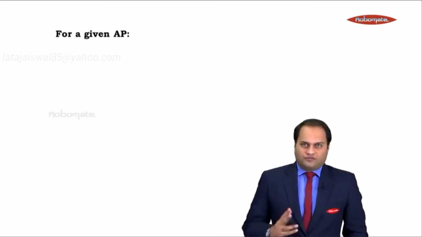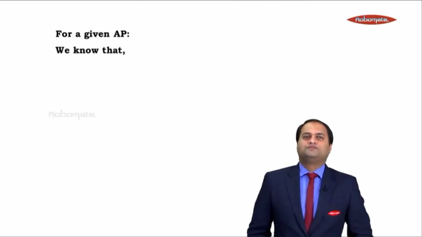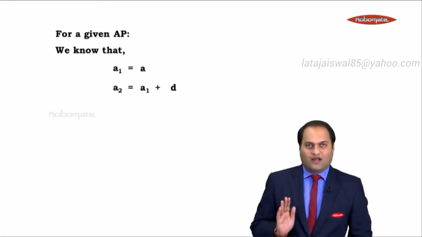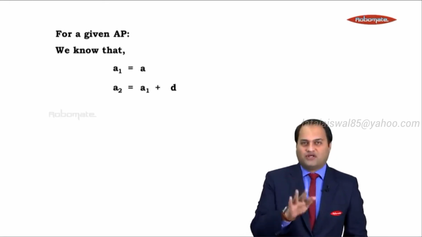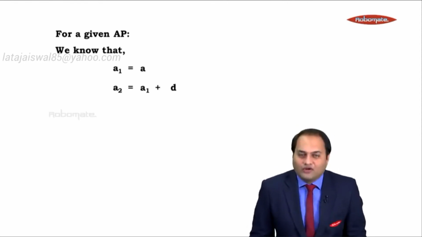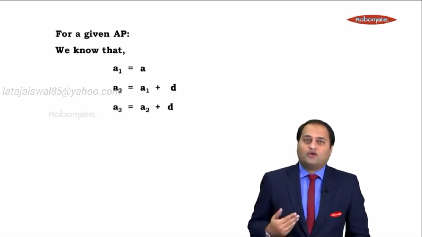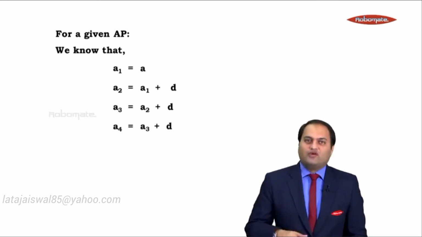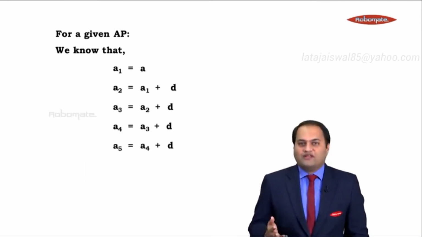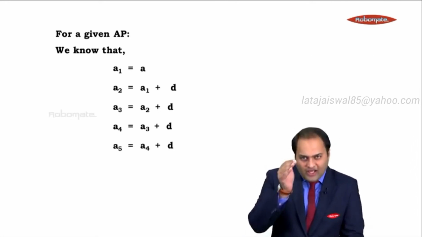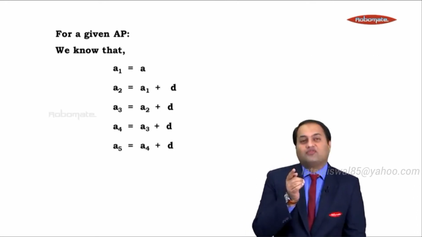Very important. Now, we all know that for a given AP, A1 is nothing but A, the first term. A2 is equal to A1 plus D, something which we already know. A3 is equal to A2 plus D. A4 is equal to A3 plus D. A5 is equal to A4 plus D, something which we already know, right? Now, with the help of this, let us find the formula for AN.